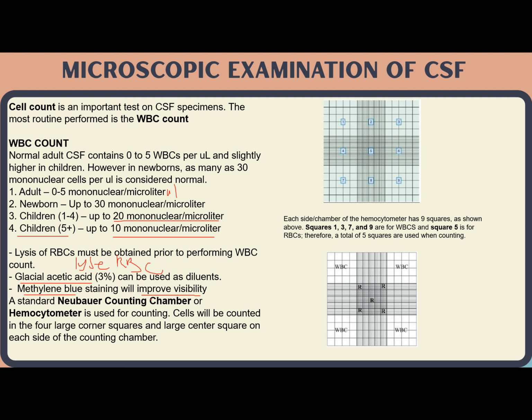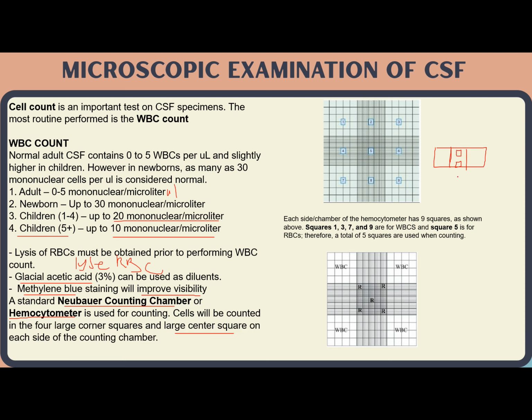Now, what you would be using, class, in the examination or in cell counting for CSF is the standard Neubauer counting chamber or your hemocytometer. Cells will be counted in the four large corner squares and a large center square on each side of the counting chamber. Your counting chamber, class, would appear like this. In the middle, there are two sides.